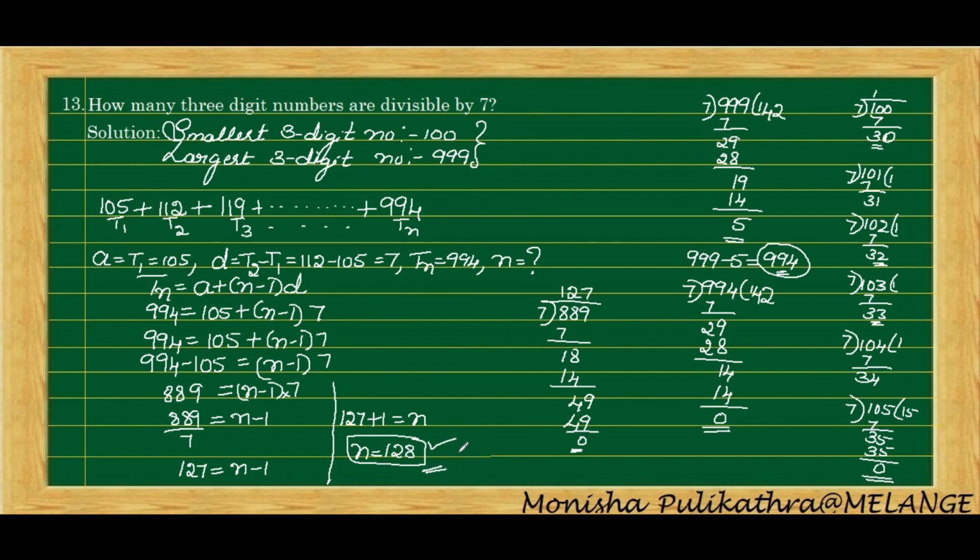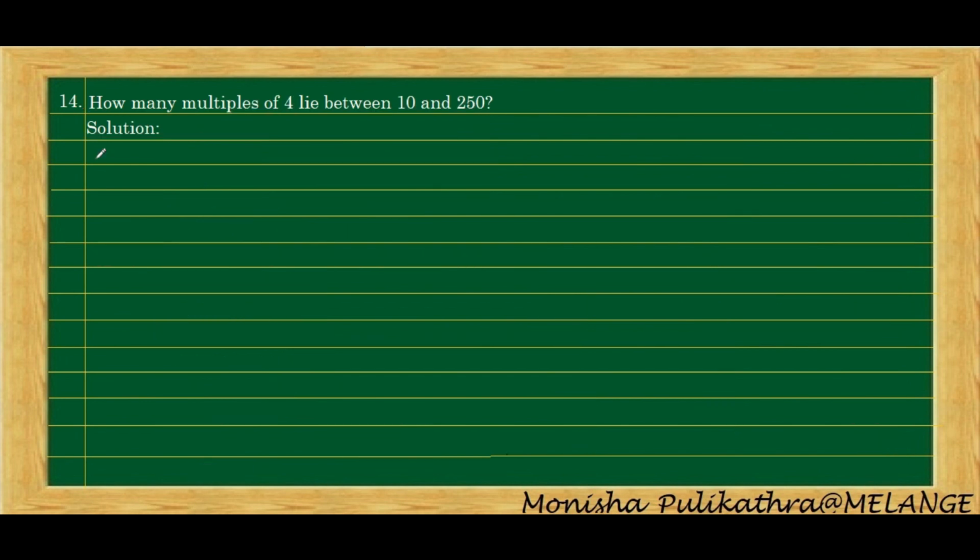So this is the way to find out. If they change the number from 7 to 5 or 4 or 3 or 2, any number, you can do those sums in the same method, in the same steps. You can find out how many 3-digit numbers are divisible by 7, 8, 5, 4, anything. I hope you understood this.